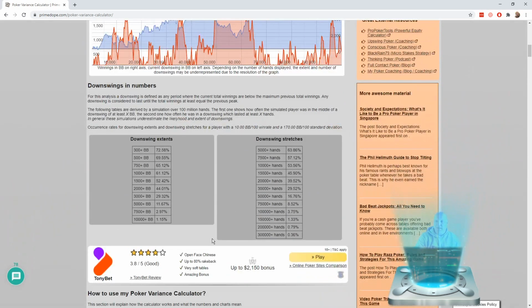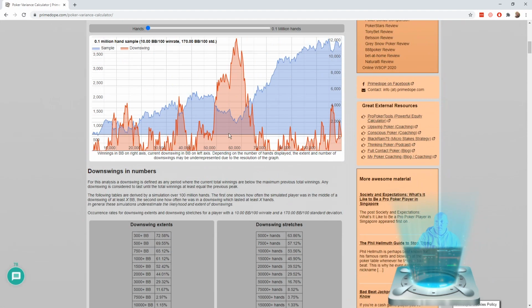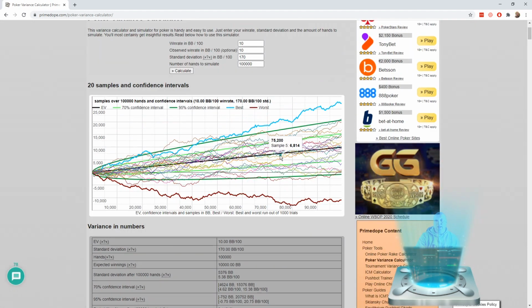Now with 10 BB, chance of getting a 30,000 hand downswing is only 30%. Chance of getting a 30 buy-in downswing is 30%. So in a way, we fight variance with volume, and we fight variance with win rate. And one of the best ways to reduce variance is to increase your win rate.